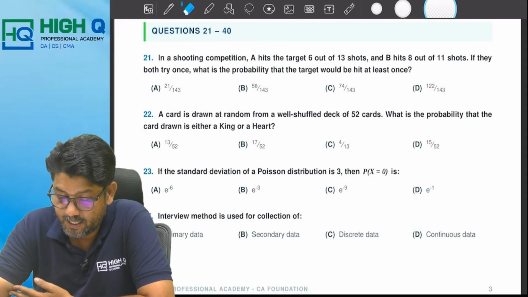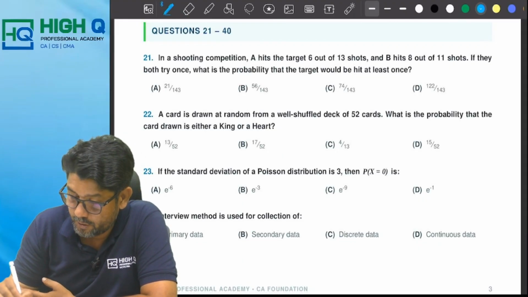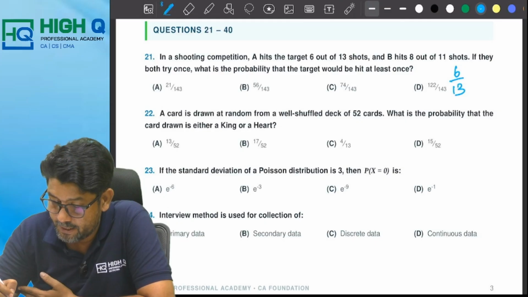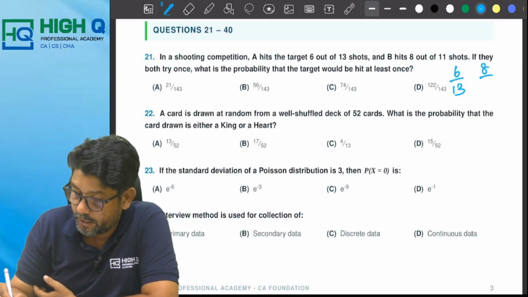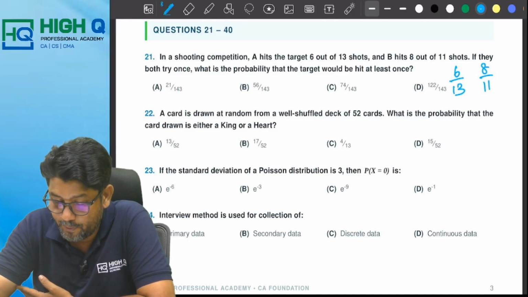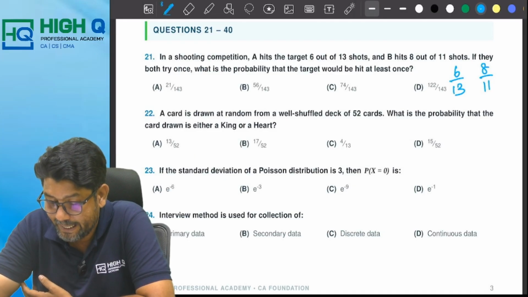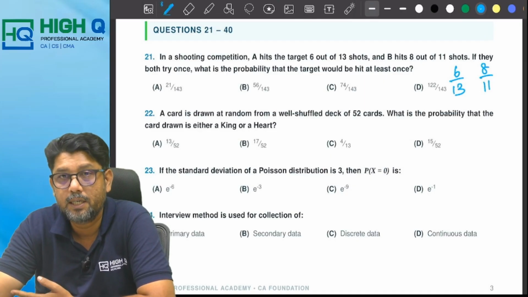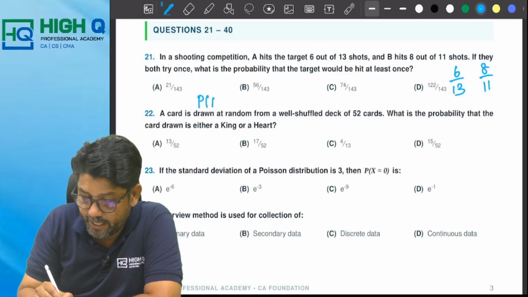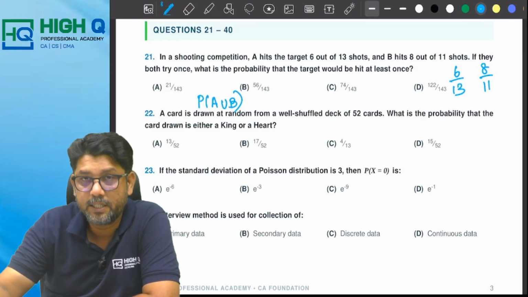In a shooting competition, A hits the target 6 out of 13 shots. A hits the target 6 out of 13 shots. And B hits the target 8 out of 11 shots. If they both try once, what is the probability that the target would be hit at least once? Target would be hit at least once. That means either A hits the target or B hits the target.